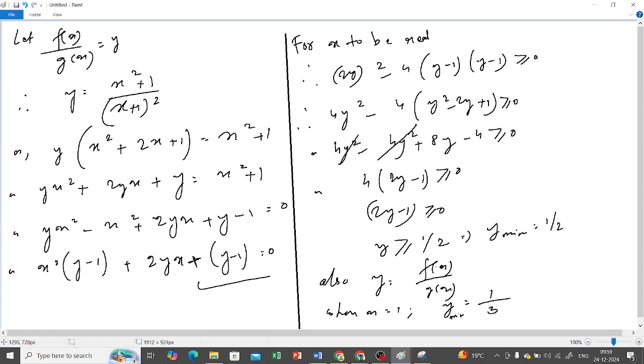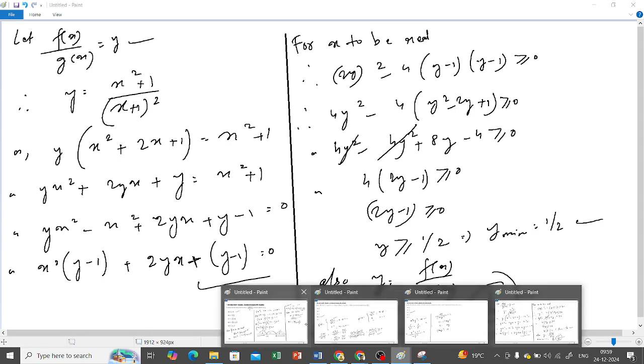Also y equals f(x)/g(x). Now we know that when x equals 1, f(x) is 1 and g(x) equals 3. So on putting that, I get y minimum as 1/3. So I get two minimum values of y. One is half and the other is 1/3, out of which 1/3 is the most minimum. So the answer is D.